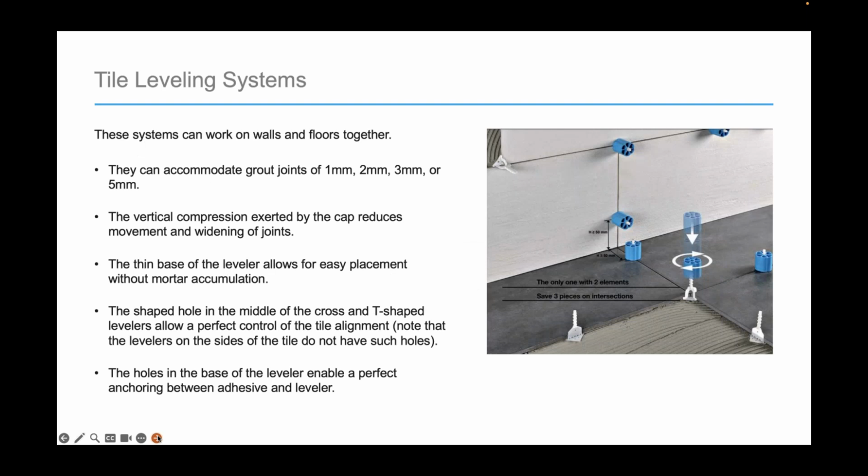These systems can work on walls and floors together. They accommodate grout joints from 1 millimeter up to 5 millimeters. The vertical compression exerted by the cap reduces movement and widening of the joint. The thin base of the leveler allows for easy placement without mortar accumulation. The shaped hole in the middle of the cross and the T-shaped leveler allow for perfect control and tile alignment. And the holes at the base of the leveler enable a perfect anchoring between the adhesive and the leveler.